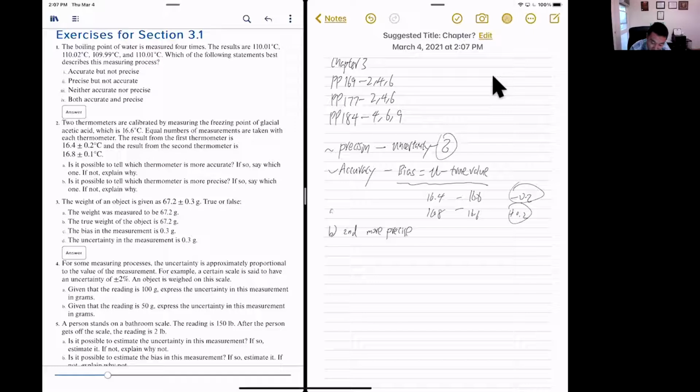So B: the second is more precise. For part A, the answer is no, we cannot tell the difference in accuracy because both thermometers have the same accuracy. Any questions about the first question?